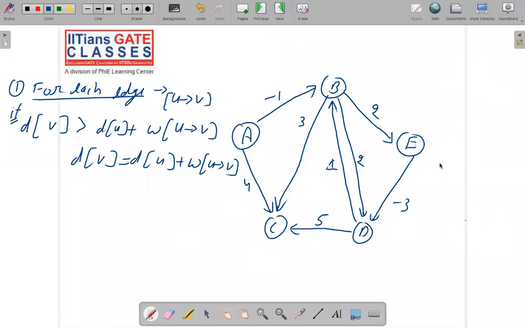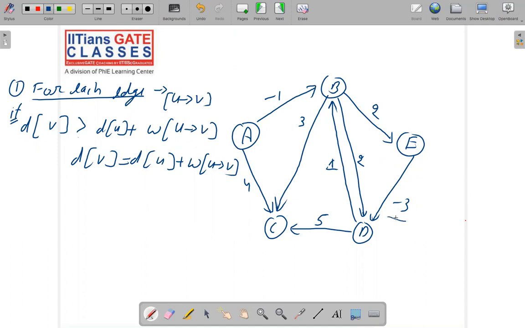Okay, so this is the example. Here you can see the graph. Let me repeat the edge weights for you if you are not able to understand the arrows. We have an edge from A to B with -1 weight, A to C with weight 4, B to E with weight 2, B to C with weight 3, B to D with weight 2. Then from C we don't have any edge. From D we have only one edge, D to B with weight 1, and from E we have one edge, E to D with -3.